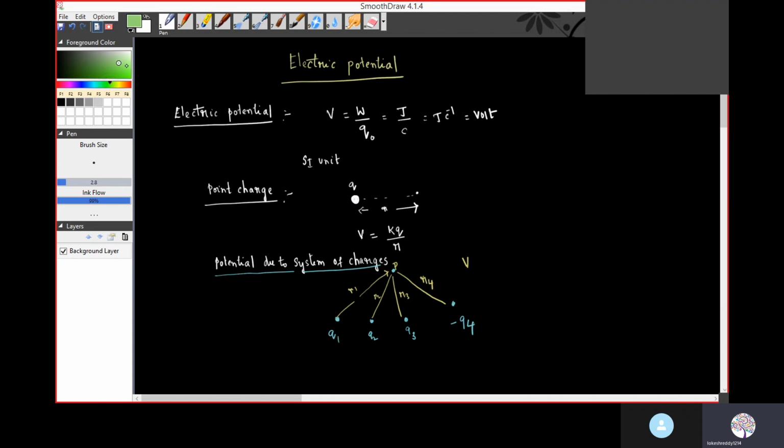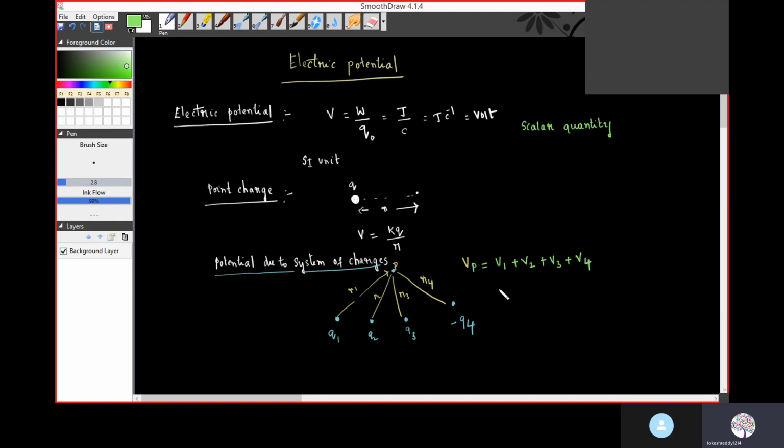Potential at point P is equal to potential due to the first charge plus potential due to the second charge plus potential due to the third charge plus potential due to the fourth. However many charges there are, we need to add them algebraically, because electric potential is a scalar quantity. It is not a vector.